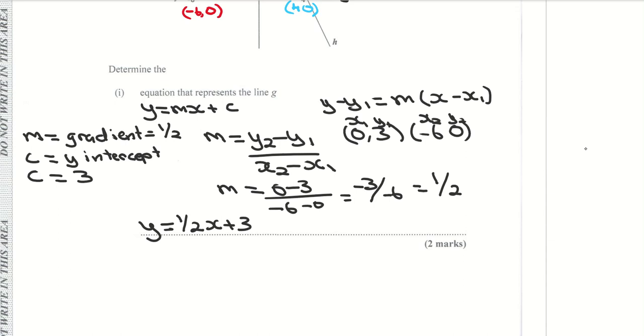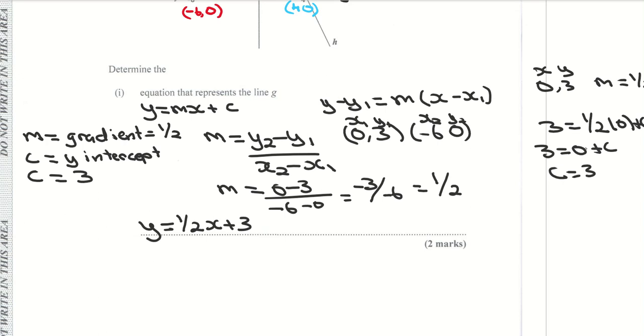What you can say is I'm going to solve it this way. I don't know what c is, so I can choose a coordinate and your gradient. Let's choose (0, 3), and my gradient m is equal to a half. Put it in this form here, this is x and this is y, right? So 3 is equals to half by x, which is 0, plus c. So that is 3 is equals to 0 plus c. So we can see c is equals to 3, right?